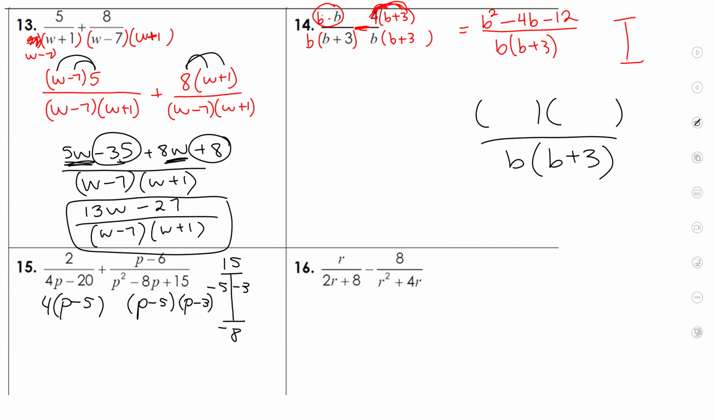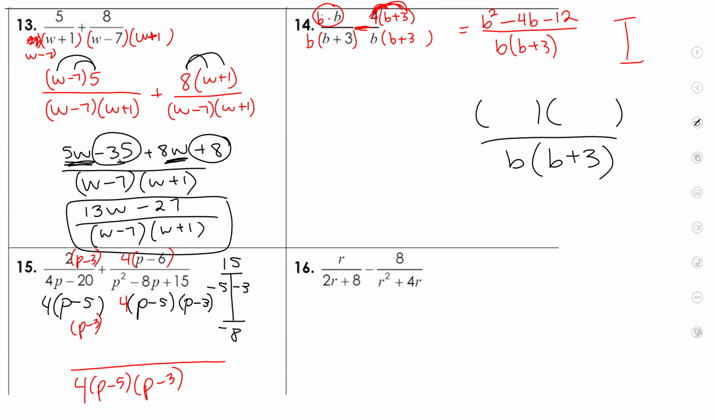Okay, so let's look at this. What is this first one missing? This one needs a 4, right? What does this one over here need? A p minus 3. So that means my denominator will be 4 times p minus 5 and p minus 3. So since I put a p minus 3 with this one, I also need to put a p minus 3 in the numerator. And I also need to put a 4 in the numerator for this one.